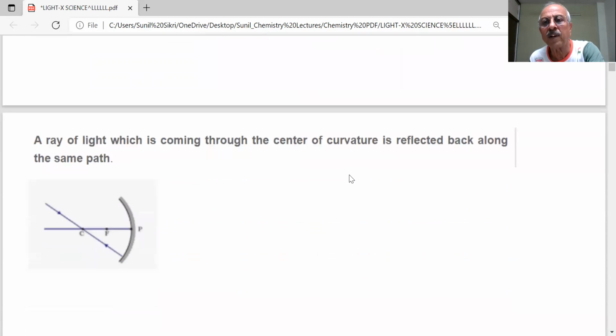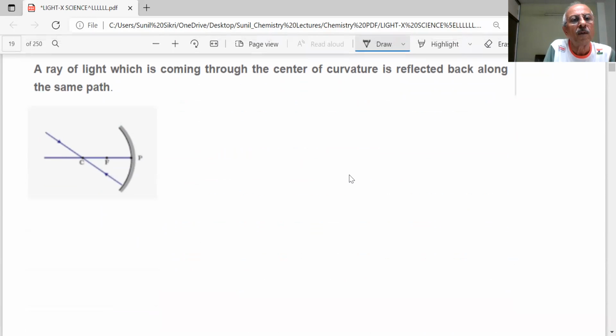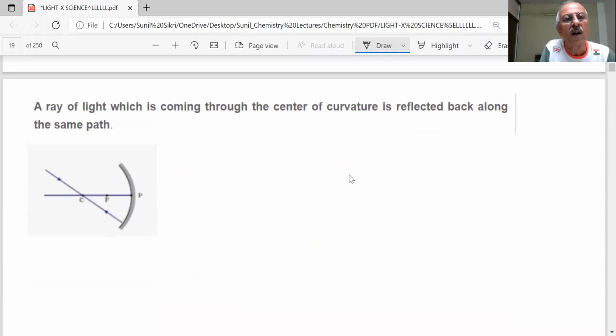Now, student, I am coming to rule number 3. Rule 3 for the concave mirror, students. We can draw the same things for convex mirror also. Convex mirror is a divergent mirror. Concave mirror is a convergent mirror. We already showed you both these mirrors in our previous YouTube lectures.